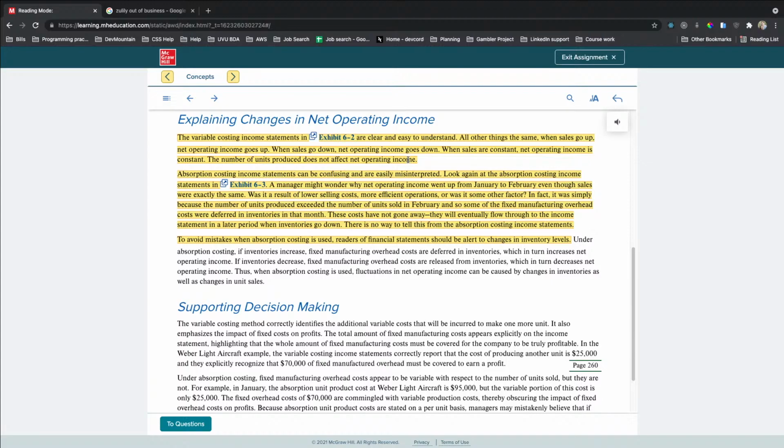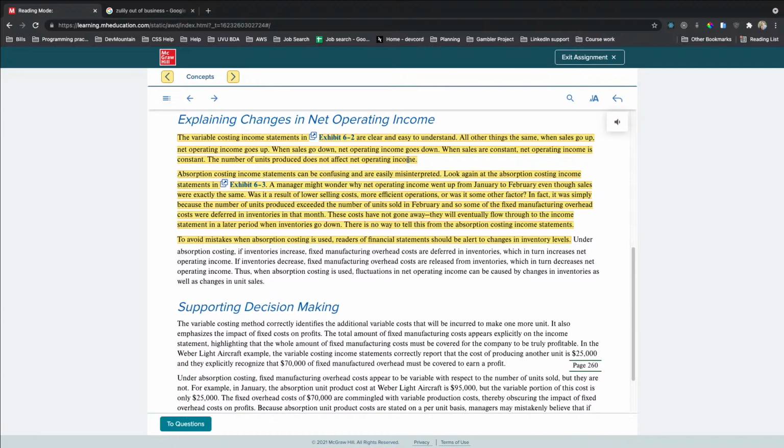Anyway, moving on. Absorption costing income statements can be confusing and are easily misinterpreted. Agreed. Look again at the absorption costing income statements in this image. A manager might wonder why net operating income went up from January to February, even though sales were exactly the same. Yeah, a manager might wonder that if they don't understand absorption costing. Was it a result of lower selling costs? Why are you changing the price? More efficient operations, or was it some other factor?